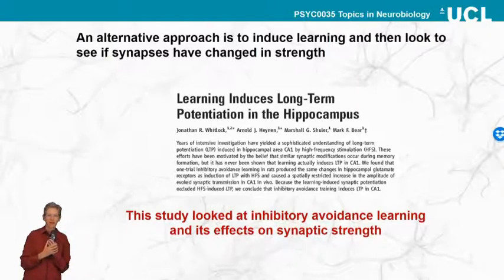But then this experiment by the Moser group came along that seemed to provide pretty strong evidence for a spontaneous increase in the strength of synapses in the hippocampus in response to learning. So what they did was they used a paradigm called the inhibitory avoidance paradigm.